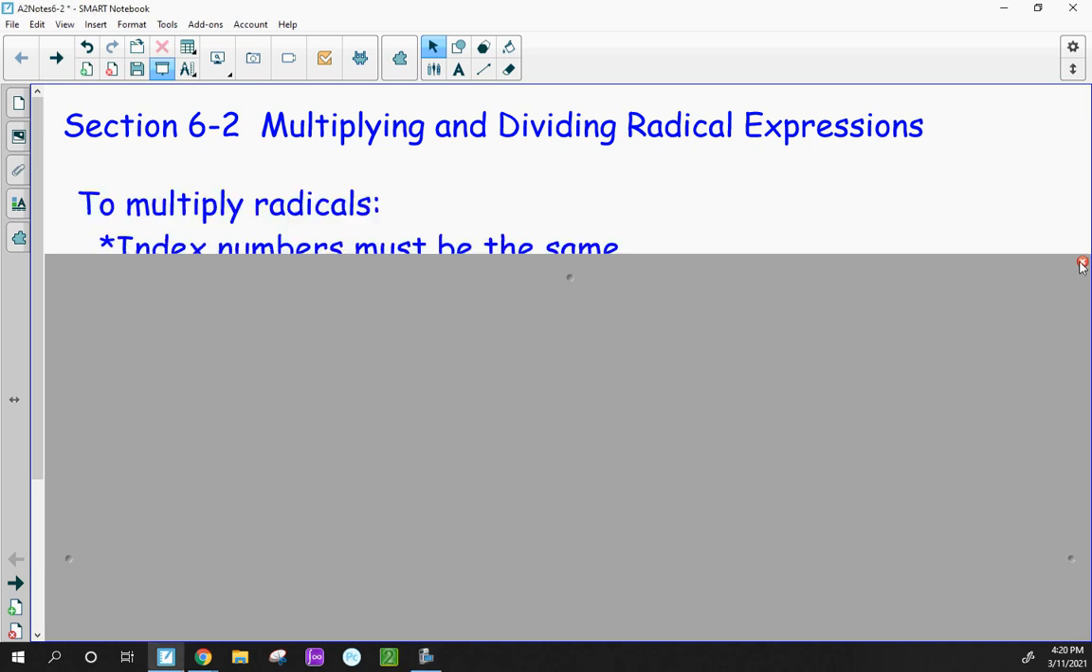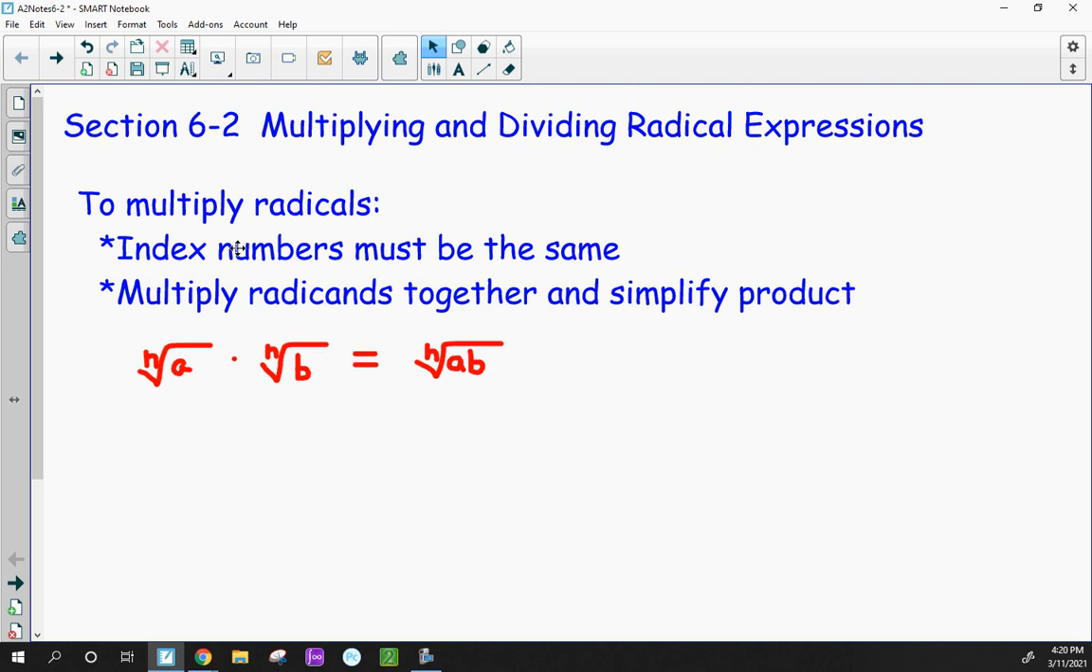First, we're going to look at just the general rule for multiplication. To multiply radicals, you need to look for two things. The index numbers must be the same. And remember, the index numbers are the little numbers outside the radical. So the n in this case would be the index. Once you check to make sure that these are equal or the same number, then you can go ahead and multiply. And to do so, you're going to multiply the radicands together.